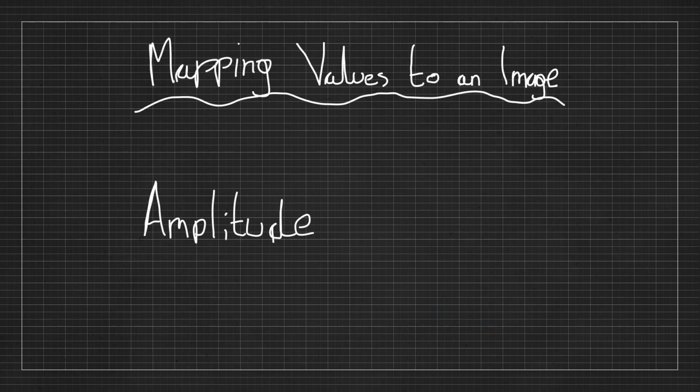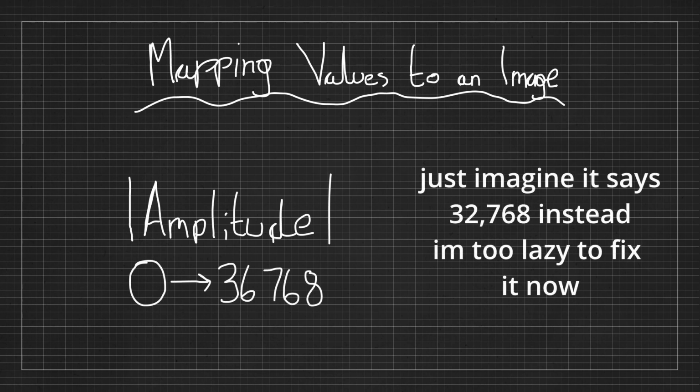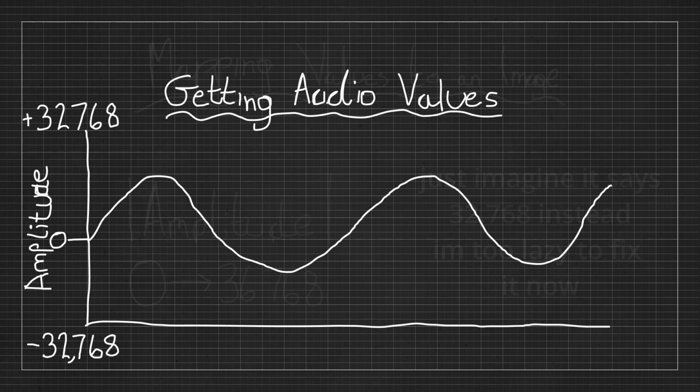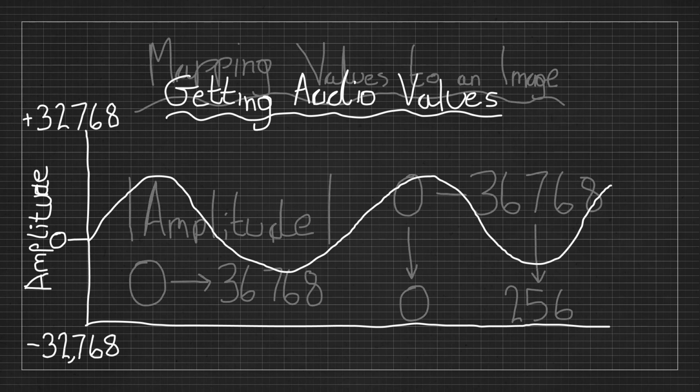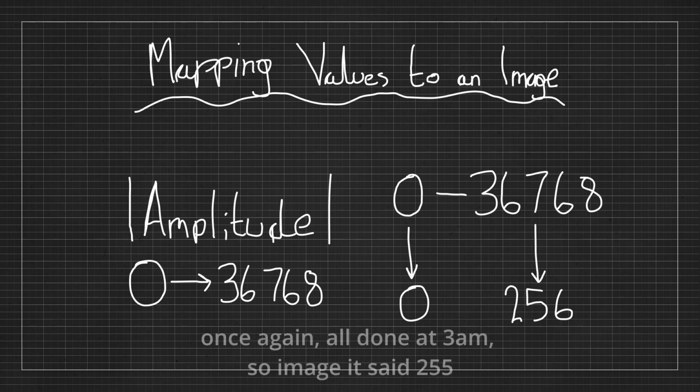To actually map these amplitude values to color values, the first thing I wanted to do was get the absolute value of the amplitude, meaning that if it's a negative number, it just turns into a positive number. You might have seen earlier that it went from negative 36,000 to positive 36,000. That's basically just because it's a sine wave. The reason I wanted to use absolute values instead of a mixture of negative and positive numbers is basically just because it's easier to map.